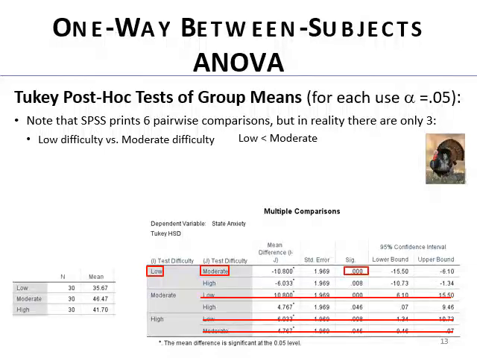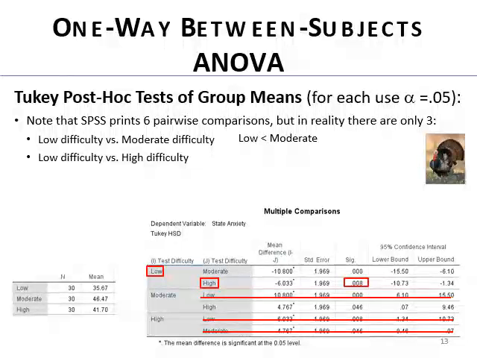And there you go, low less than moderate. That is, the anxiety levels of those who got the low difficulty test was lower than those who got the moderate difficulty test. All right, next one is low versus high. So that is the second row in the table. Again, you got low on the left and high in the second column. There's a sig value for that. There it is, 0.008.